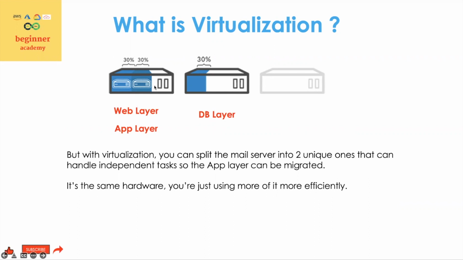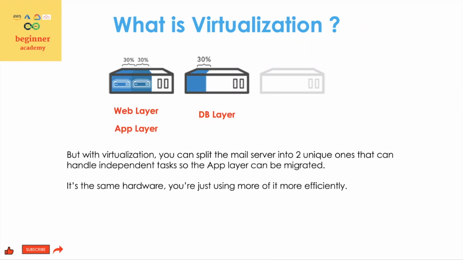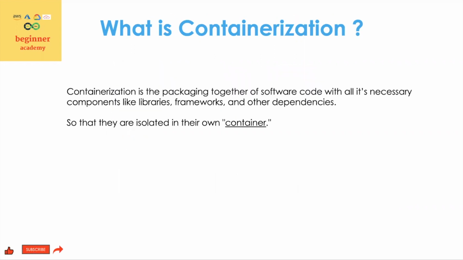In virtualization, we used to run only two applications, and we could combine the DB layer also with another 30%. You can think of that as 90% utilization, so a maximum of three applications. But when containerization came into the picture, we started consuming as much as possible. Earlier it was three, now 30 applications we were able to run on a particular virtual machine.